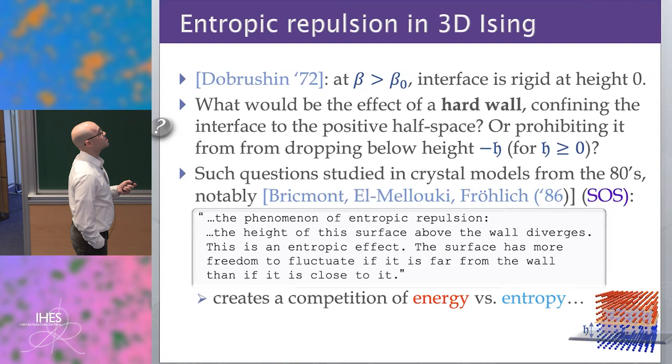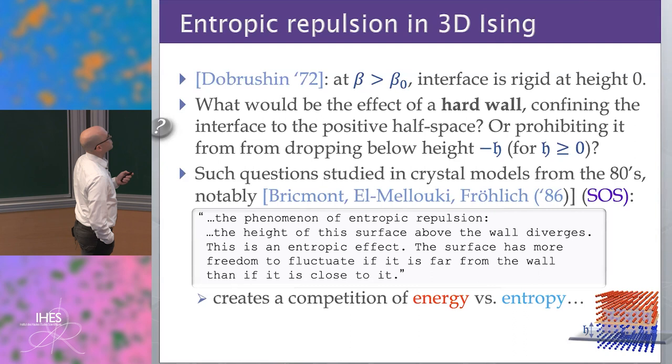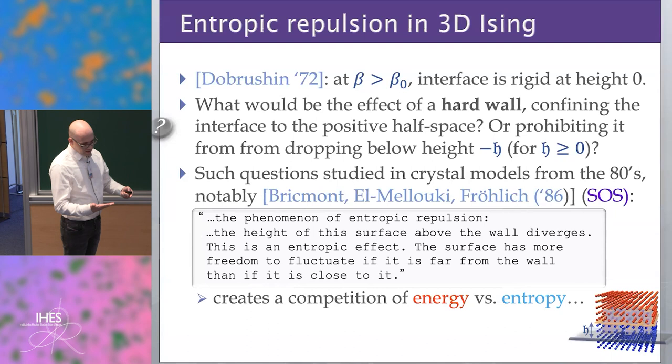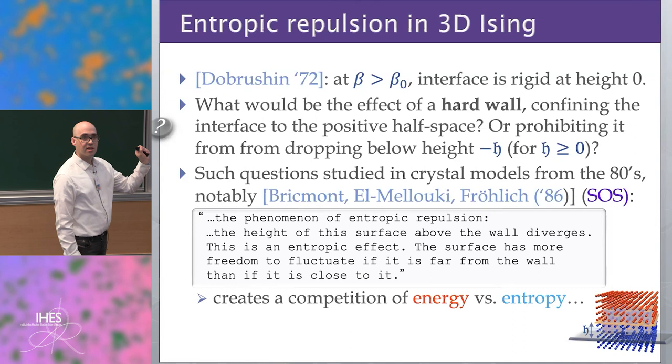A line of such questions was studied in various crystal models in the 80s, starting from this paper. It's the first one that I read on this topic, a very influential paper by Bricmont, El Mellouki, and Fröhlich in 1986. This is a quote from this paper, and this paper was not just SOS; it's also on the integer-valued discrete Gaussian model. This paper highlights how, for us, the specific case of the SOS is very relevant because the SOS is a low temperature approximation of 3D Ising.